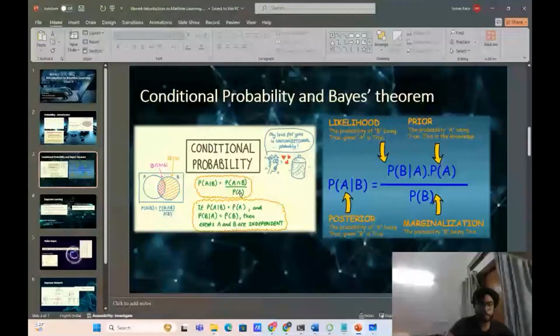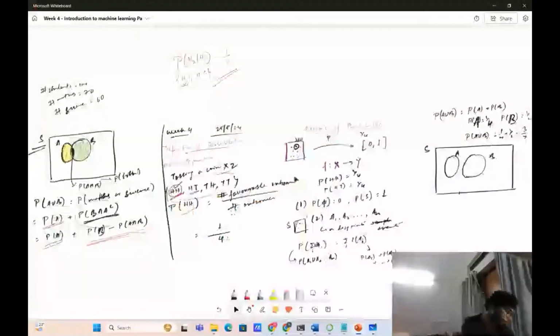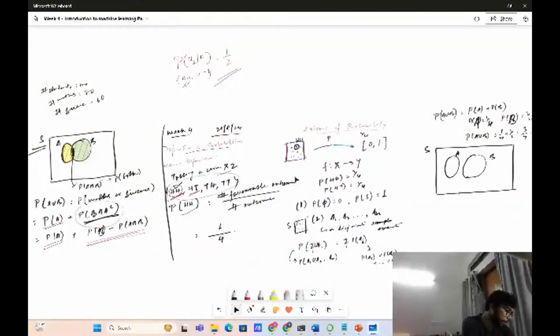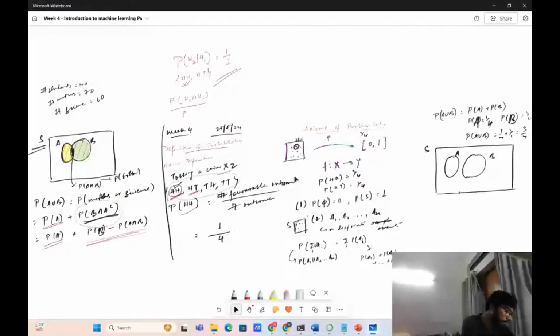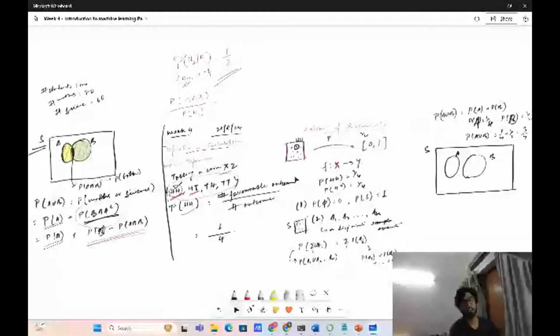So again, I will explain through this example. P of H2 given H1 is basically P of H1 intersection H2 divided by P of H1, right? So you have to calculate the probability that both are heads. So H1 intersection H2 is head. What is the probability? That is 1 by 4.